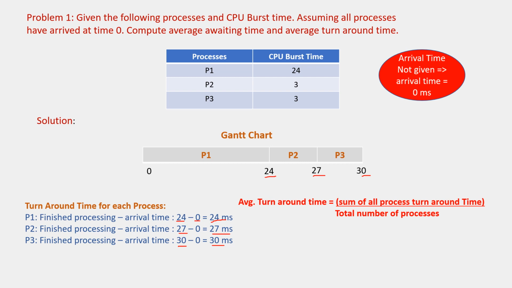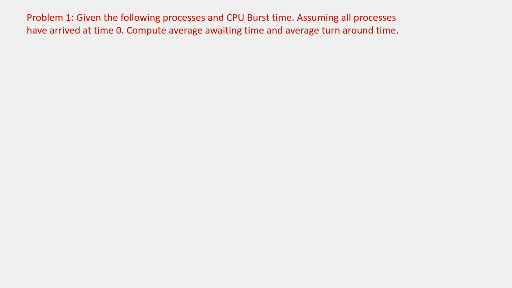So how do we calculate the average turnaround time? The average turnaround time is equal to the sum of all processes' turnaround times divided by the total number of processes. So the calculation is 24 plus 27 plus 30 divided by 3, because there are three processes in the system. So the total is 27 milliseconds. So the average turnaround time is 27 milliseconds. Let's see a similar example.